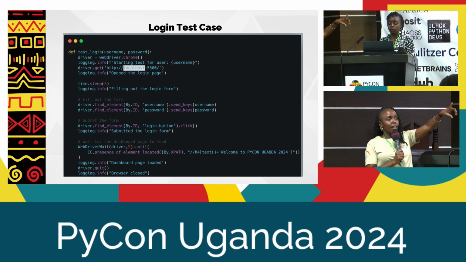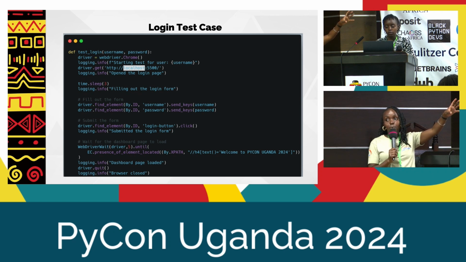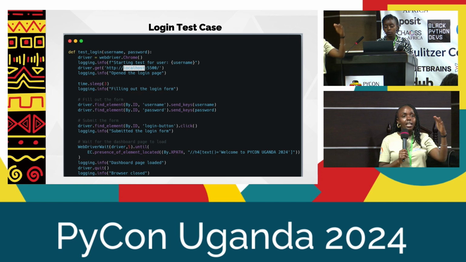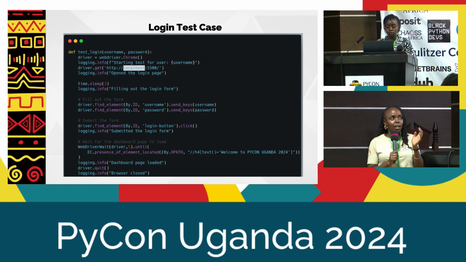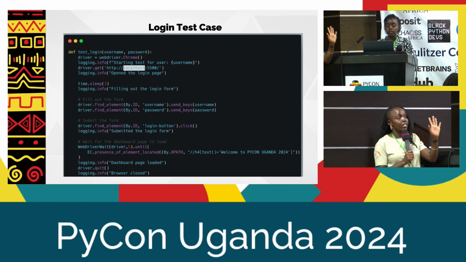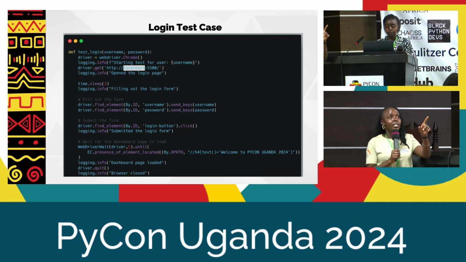So to do that, we have the WebDriver wait. This WebDriver wait helps us to wait till an element appears. So for example, in this case, it tells the driver to wait for 5 seconds until we see the element H4 with the text, welcome to PyCon Uganda 2024.